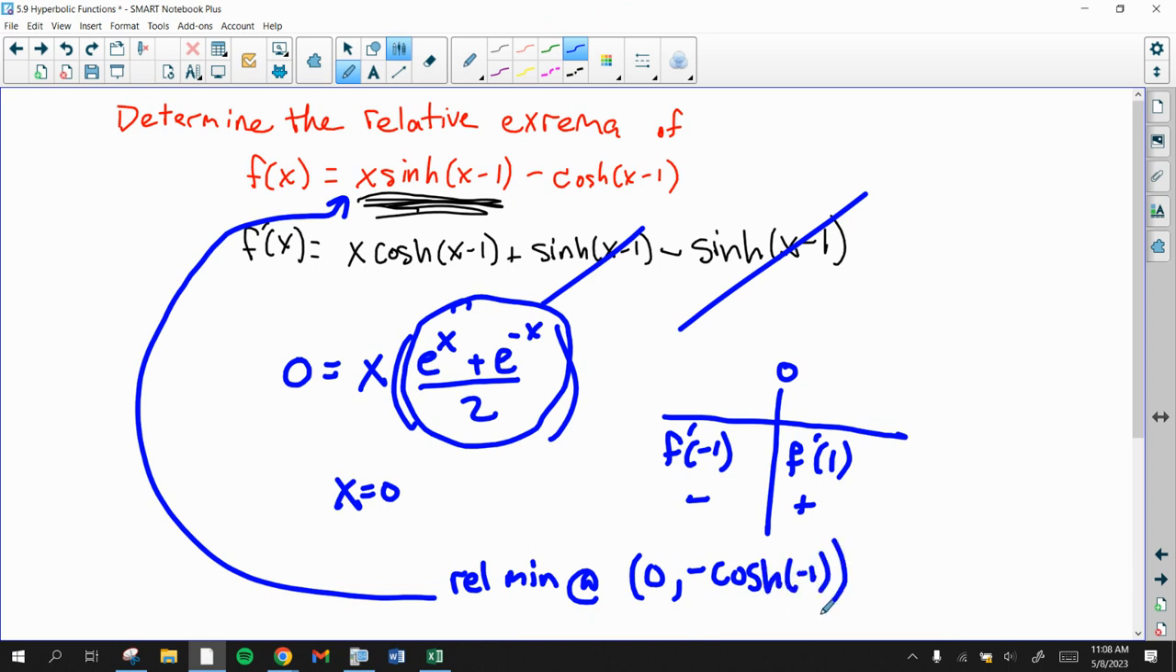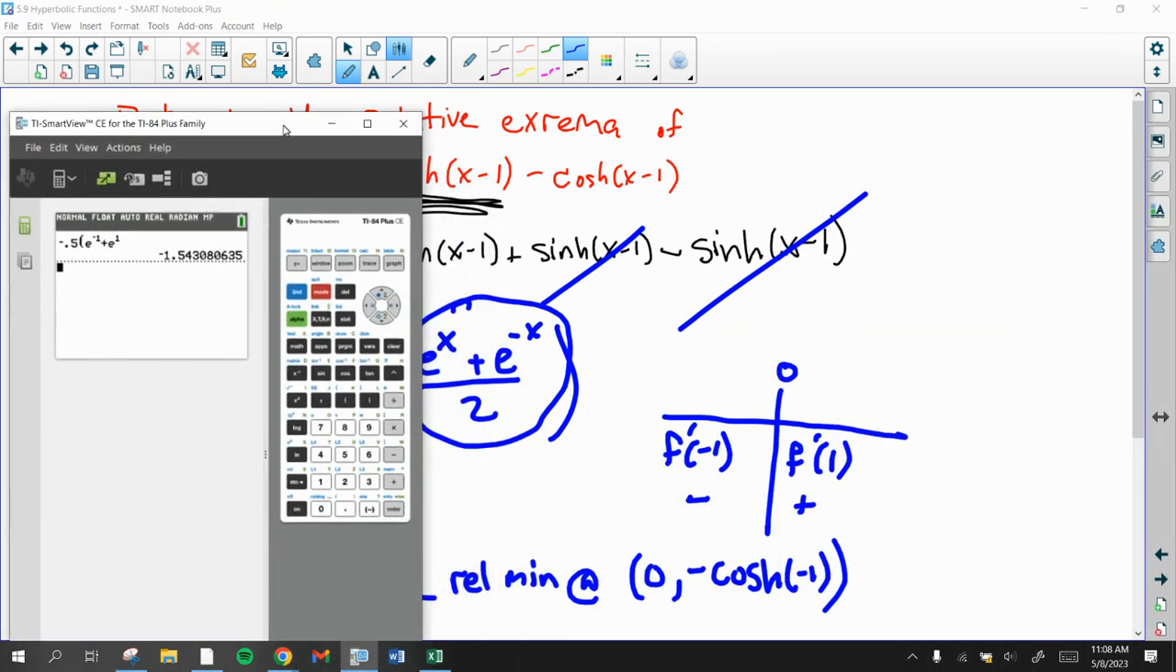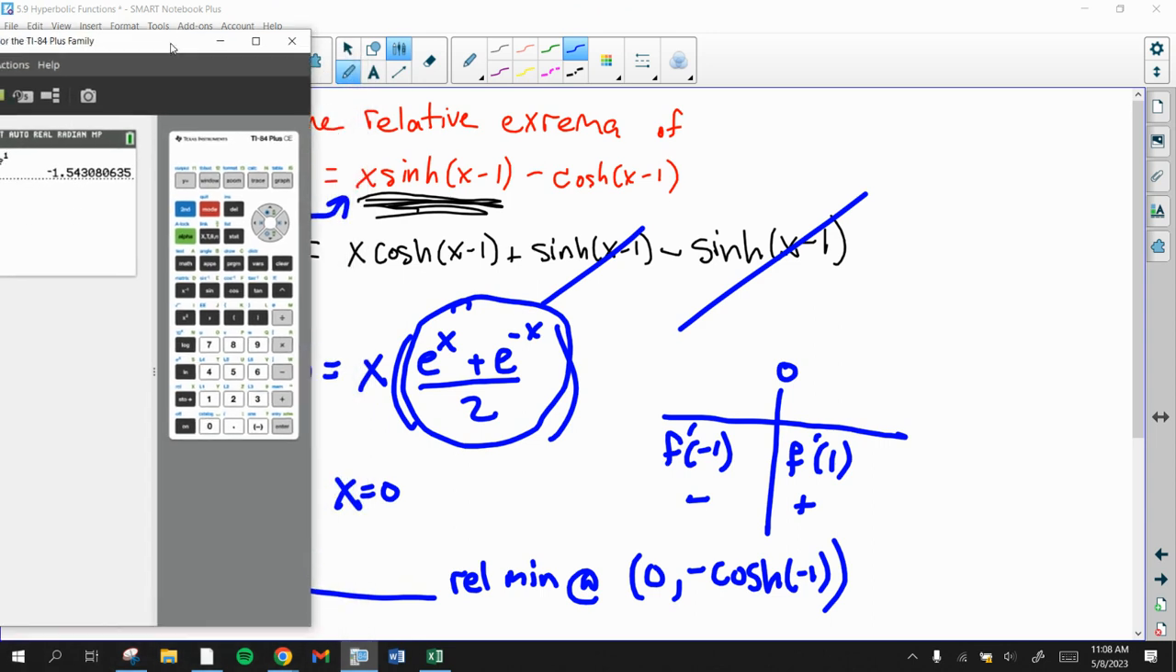All right, so let's quickly check this on the calculator. First thing I'm going to do, I pre-wrote this here. Hold on a second. I have to find my calculator. So the hyperbolic cosine is going to be negative e to the negative 1 plus e to the negative 1 over 2.